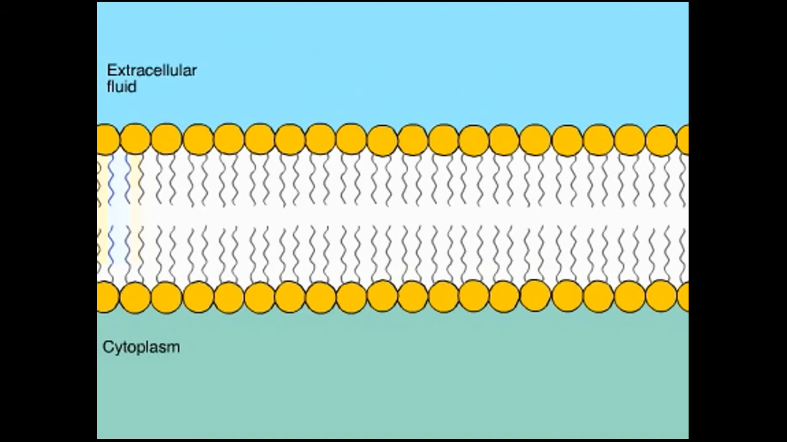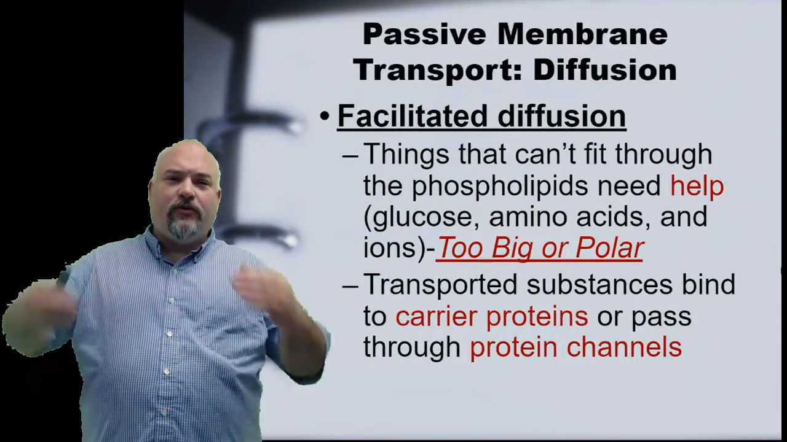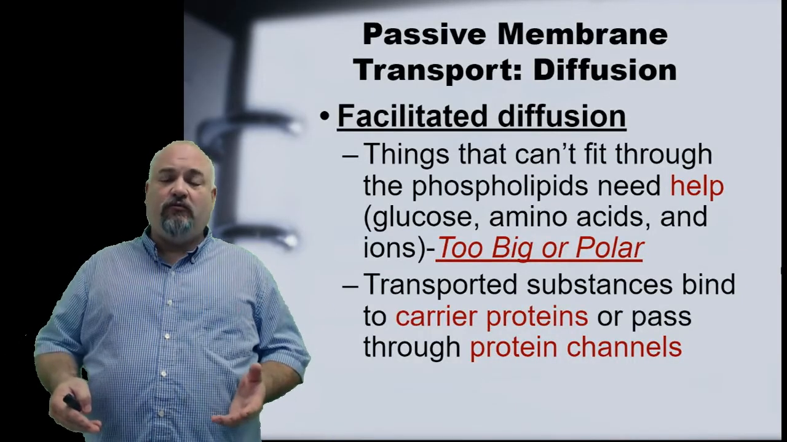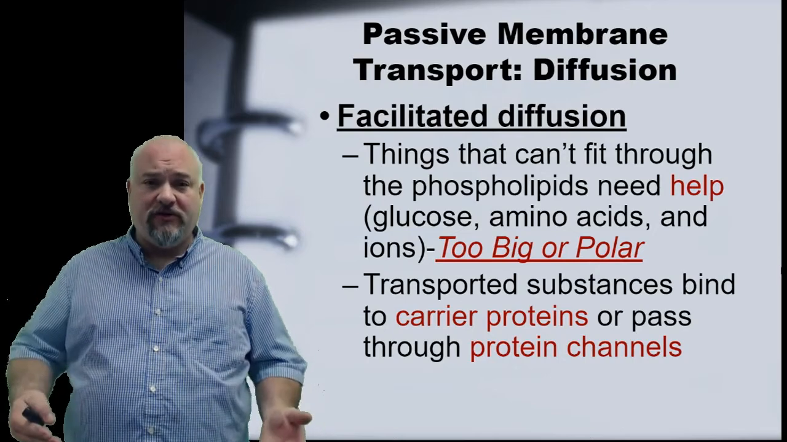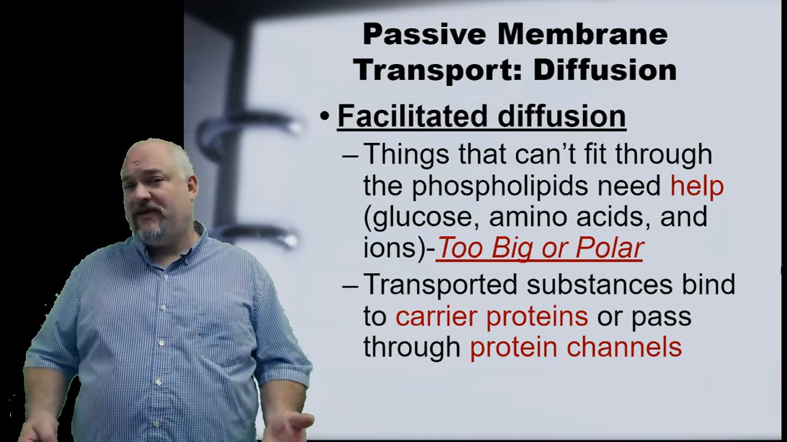All right, so what do we do with those molecules that we want to go from high to low concentration, or reach equilibrium, but can't pass through the phospholipid bilayer?